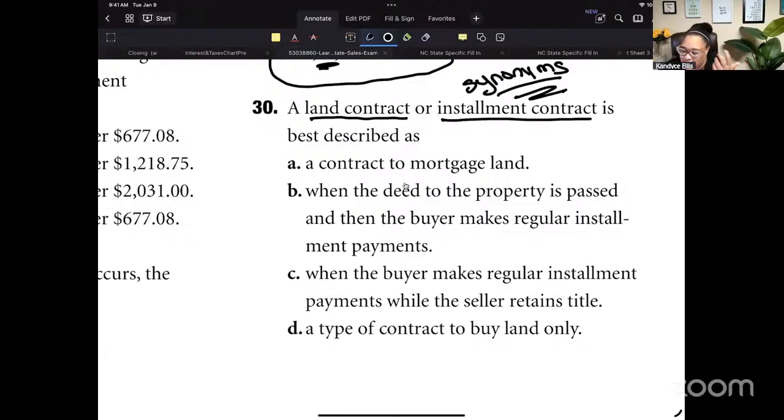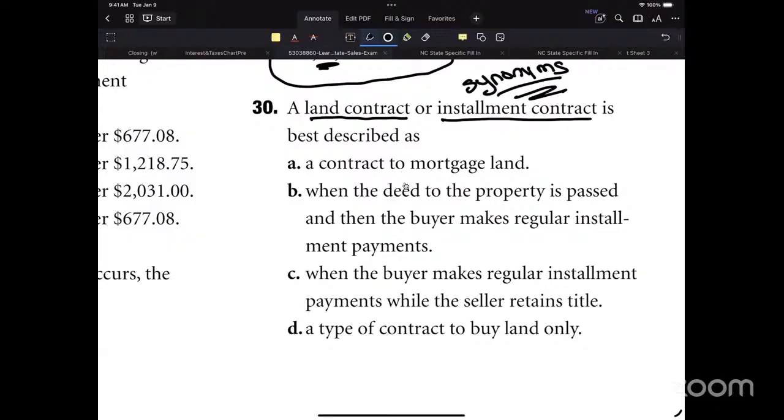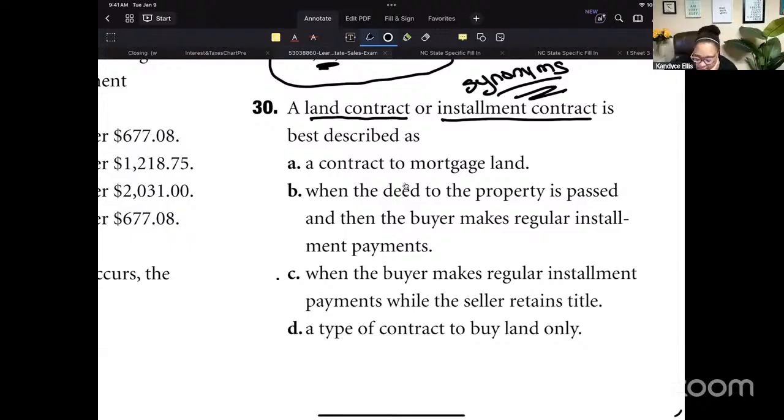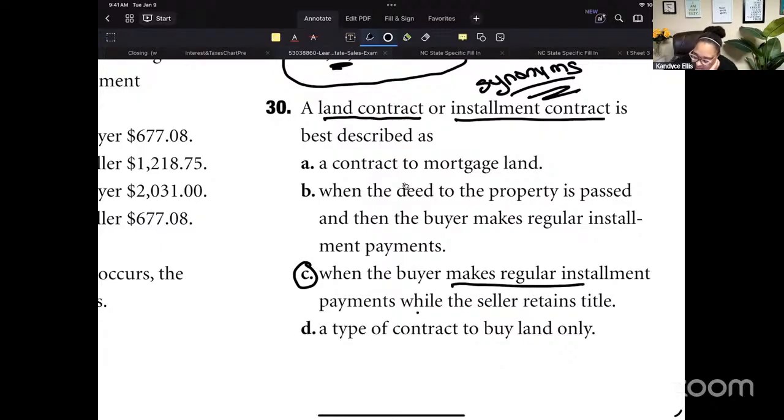So an installment land contract is best described as A, a contract to mortgage land; B, when the deed to the property is passed and then the buyer makes regular installment payments; C, when the buyer makes regular installment payments while the seller retains title; or D, a type of contract to buy land only. I think it's C. If it's C, then B is basically the opposite. In C, the buyer makes payments and the seller retains the title, versus B, where up front you get the deed and then the buyer makes regular installment payments.